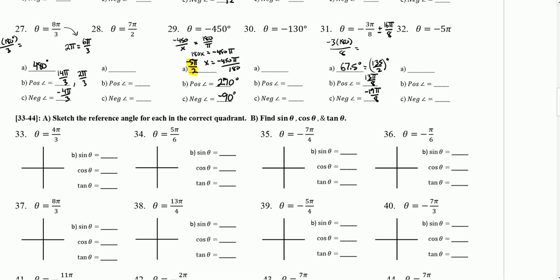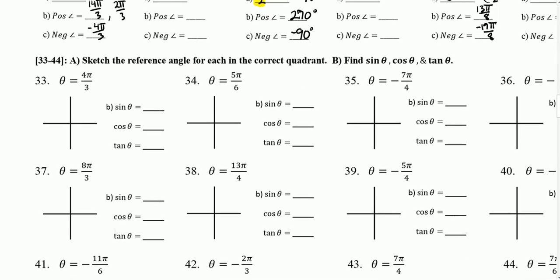Number 33, we have to sketch the reference angle, or 33 to 44, sketch the reference angle for each in the correct quadrant, and then find the sine, cosine, and tangent of theta. So in number 33, we have 4 pi over 3. Here's 0. Pi, or 180 degrees, I'm going to write as 3 pi over 3. And then 2 pi, or 360, is 6 pi over 3.